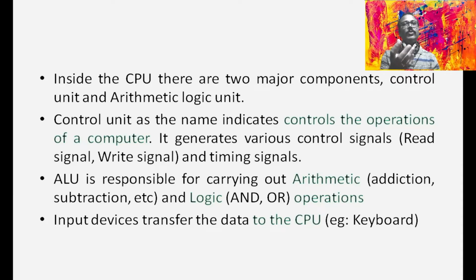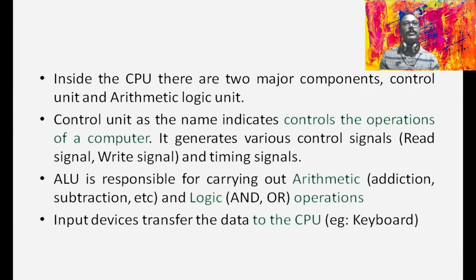There can be different kinds of signals: read signal, write signal. Whenever you want to read the data, you have to generate a read signal. Whenever you want to write, you have to generate a write signal. Also timing. The computer is a very precise device. It is very fast when compared to humans. That timing is controlled by what is called a clock, and the control unit takes care of that clock.